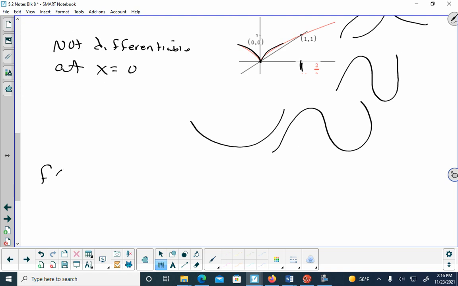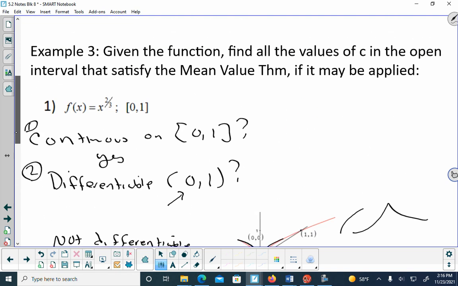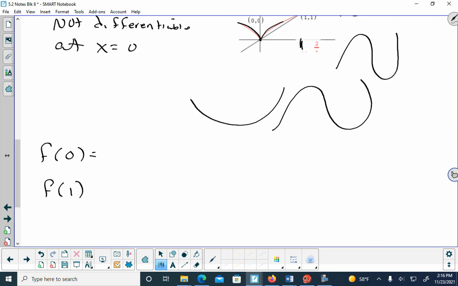Now what I want to do, to do Rolle's theorem, I want to find f of 0. I want to find f of 1. Those are my two endpoints. Are you with me? So I'm going to do 0 to the 2/3 power, which will be 0. And then I'm going to do 1 to the 2/3 power, which will be 1.